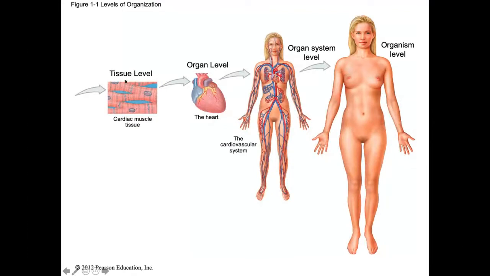Then the cells come together and make tissues. This type of tissue looks like muscle tissue. Tissues come together to create an organ, and then organs of similar structure and function come together and make a system. In this case, we have the heart, along with the arteries, veins, capillaries and all the blood vessels, and you have the cardiovascular system. Cardio is heart, vascular is blood vessel. And then that system with the other systems creates the organism.